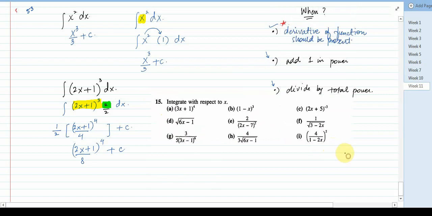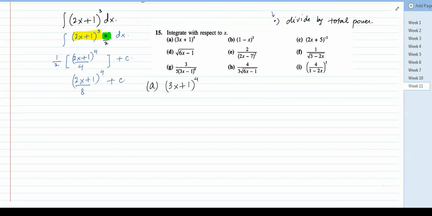Now, if you observe, in all the questions we cannot just integrate any function because the derivative is not present here. So I will start with the A part here. It says (3x plus 1) to the power 4.